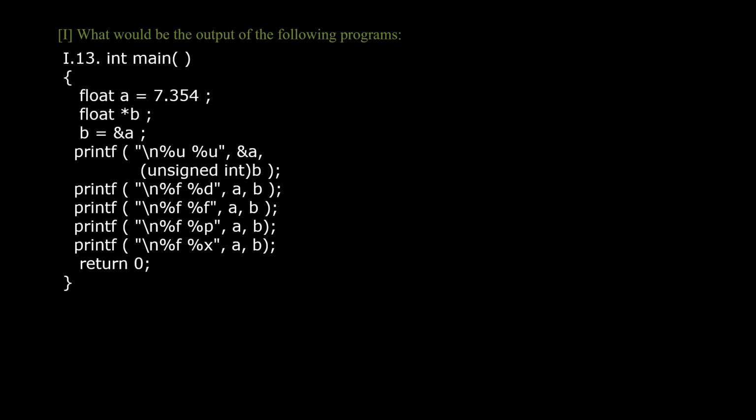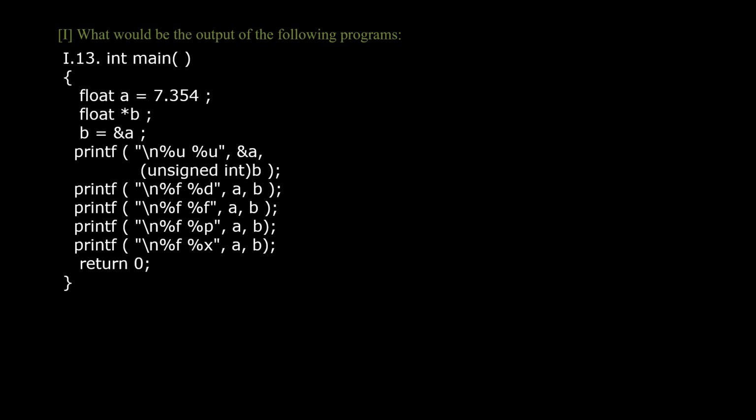And next one is %f a, which will print the value. But %d, which expects an integer, whereas b is a float. So this will be a junk value or 0.00.